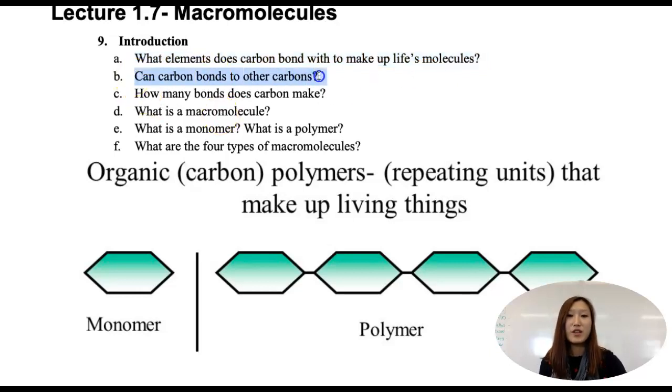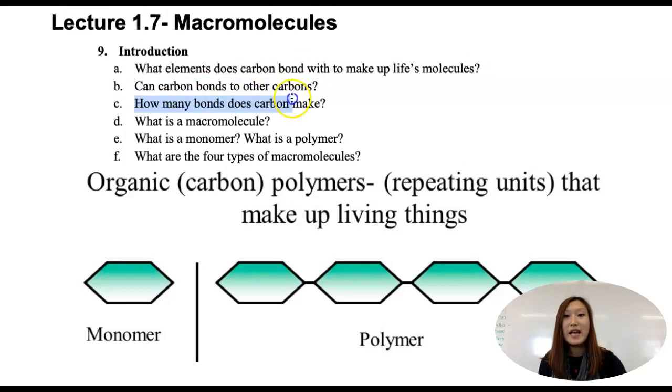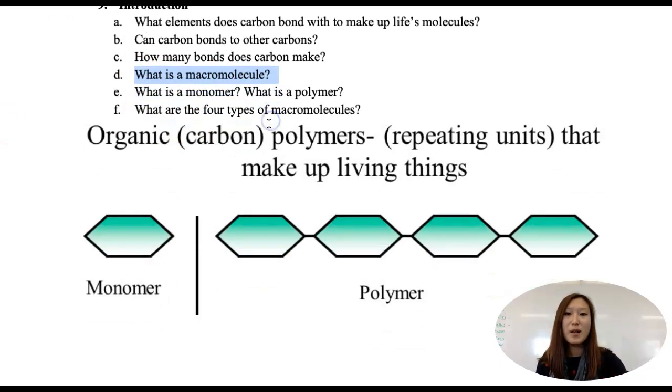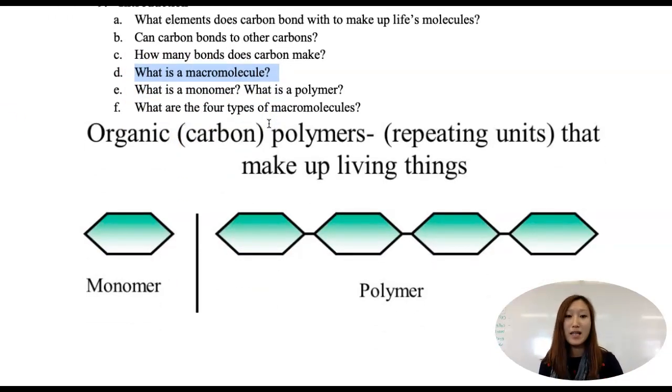Can carbon bond to other carbons? The answer is yes. How many bonds does carbon make? That would be 4. So carbon has 4 valence electrons. Each one can make 1 bond. What is a macromolecule? A macromolecule is an organic molecule that is quite large compared to other types of molecules. So macro means large, right? So it's a large molecule.